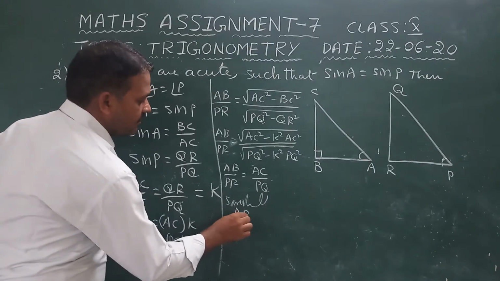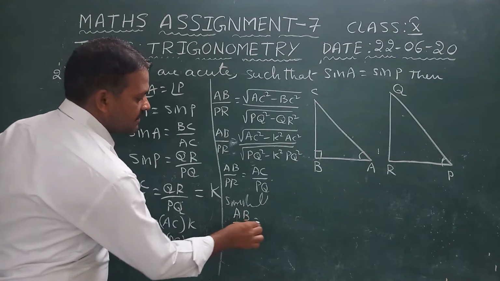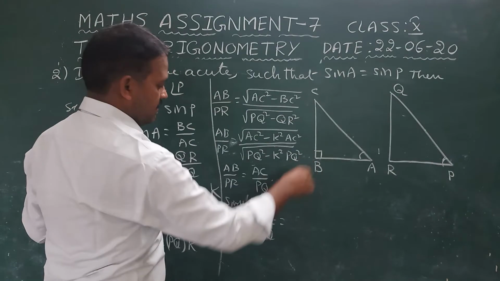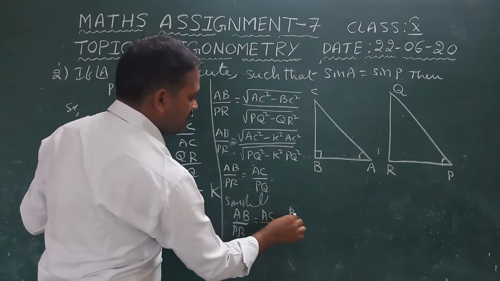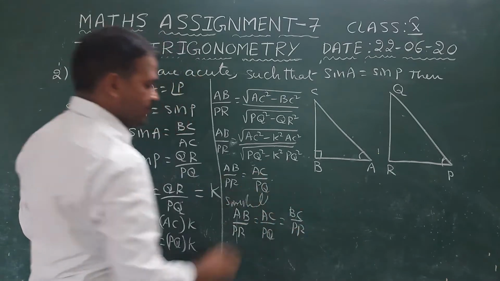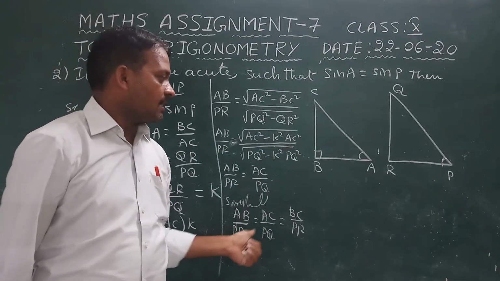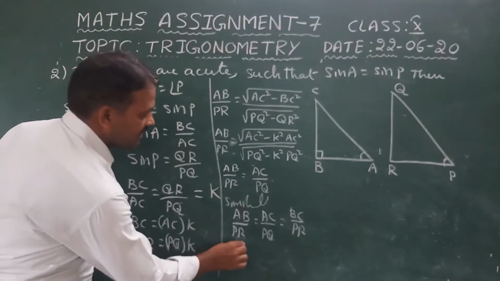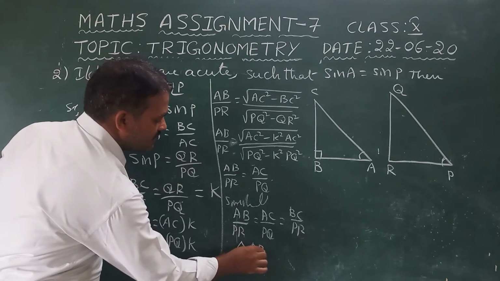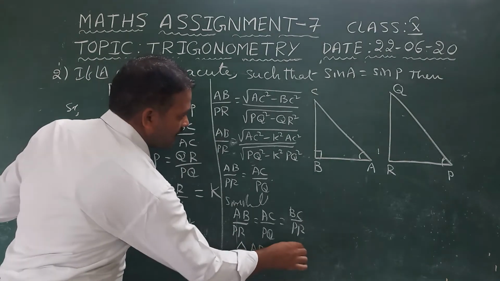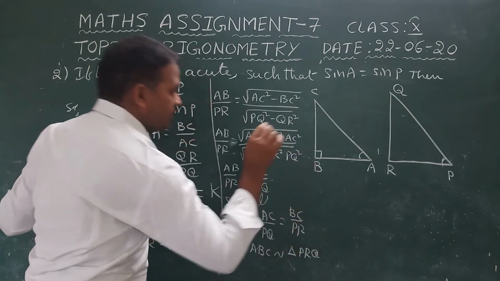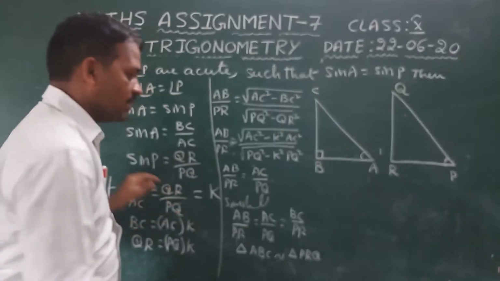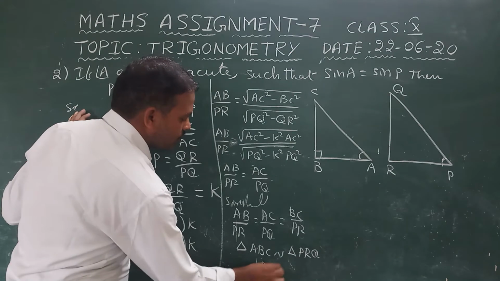Similarly, now here AB by PR is equal to AC by PQ is equal to, one more corresponding side, BC by PR. Now in these two triangles the corresponding sides are proportional, so the two triangles are similar. So triangle ABC is similar to triangle PRQ. Since the two triangles are similar, the corresponding angles must be equal. So now here angle A is equal to angle B.